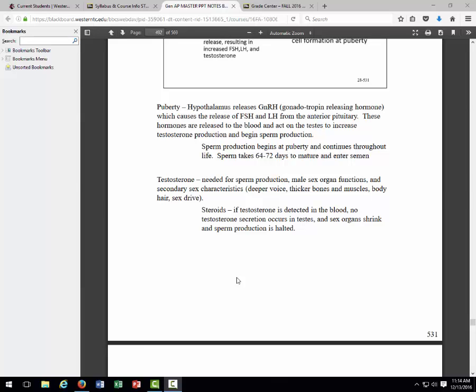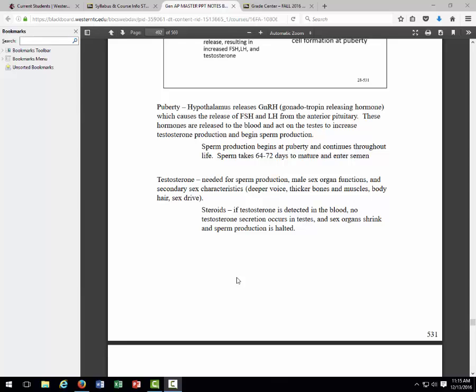So if they're injecting steroids, the brain says, oh, we got enough testosterone going on in this body, the hypothalamus. So it does not stimulate the anterior pituitary to secrete FSH and LH. So testosterone production in the testes goes down. And the testes have their own little blood supply. And as a result of that, if we have less testosterone down there in the testes, then the genitals actually shrink in size.